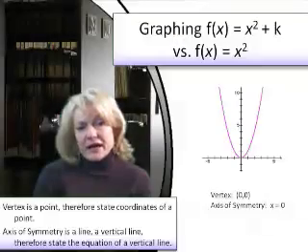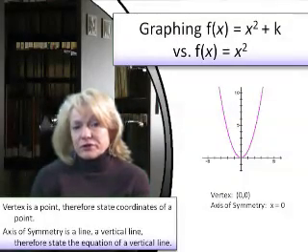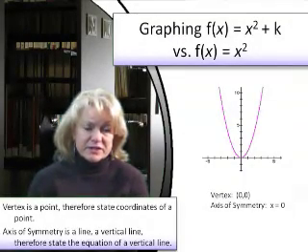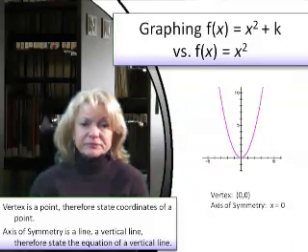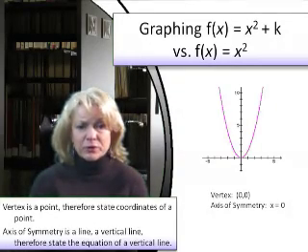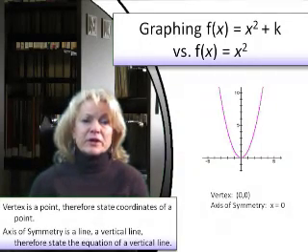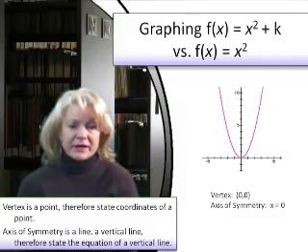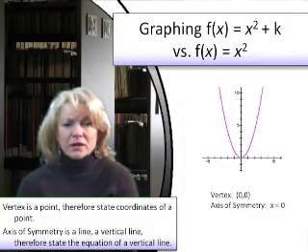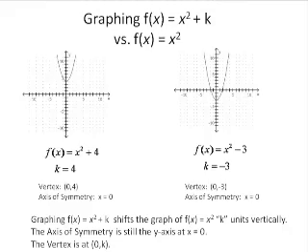For the graph of f of x equals x squared, the vertex is at the origin and the axis of symmetry is the y-axis. Let's take a look at what happens to the graph when a value is either added or subtracted from x squared. What we notice is that if we add a constant value, there is a vertical shift up that number of units. If a value is subtracted, then there is a vertical shift down that number of units.